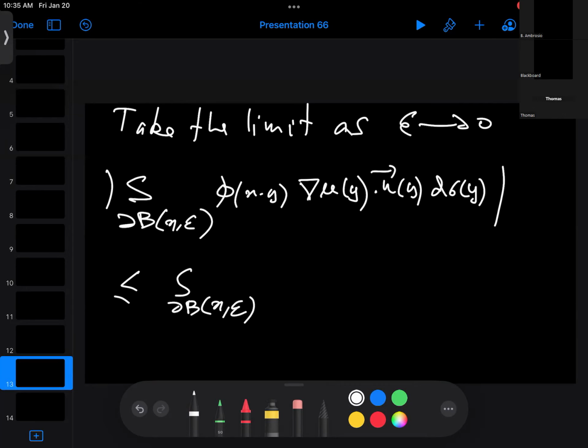So y belongs to the boundary of the ball of center x of epsilon. So this means that here, if you remember the other day, we call phi of something equals this phi, and here it will be epsilon, because the distance between x and y is epsilon, because y is at the boundary of the ball.